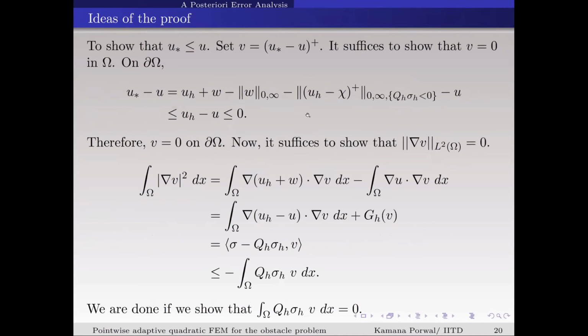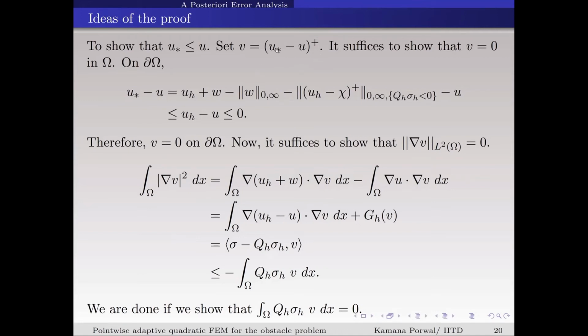So in the same spirit, we now try to show that U can be bounded below by U lower star. So again, we define this function V as the positive part of U star minus U. And we will show that this function V is 0 in the domain omega. Once we show that, we will have that U star minus U is less than or equal to 0.